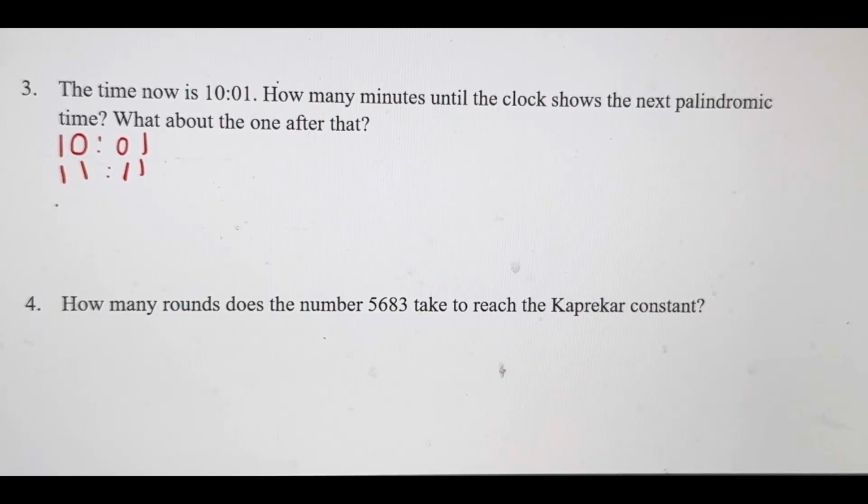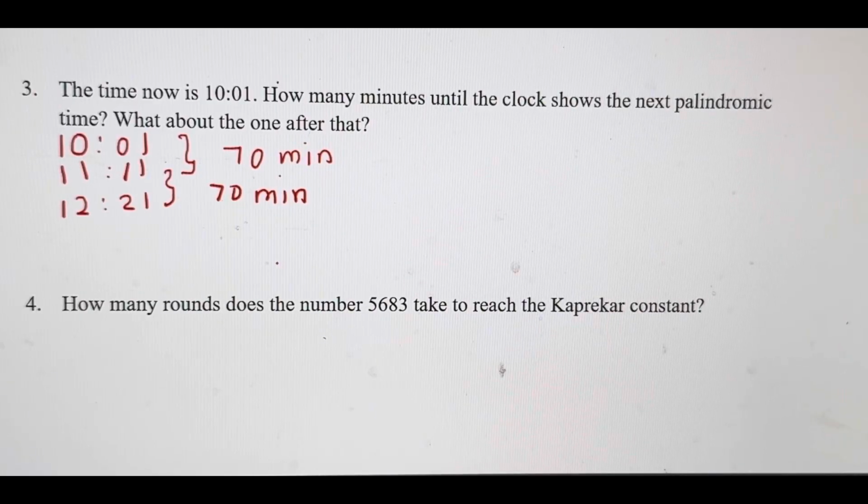And if we see the next after that, it would be 12:21. So these are the palindromic times in sequence. If we find out the difference between the first two, it is 70 minutes. You can see it is 1 hour and 10 minutes. Now the difference between 11:11 and 12:21 is also 70 minutes, right? So you can conclude that the next palindromic time will come after every 70 minutes. That is after 1 hour, and then just calculate the next 10 minutes.